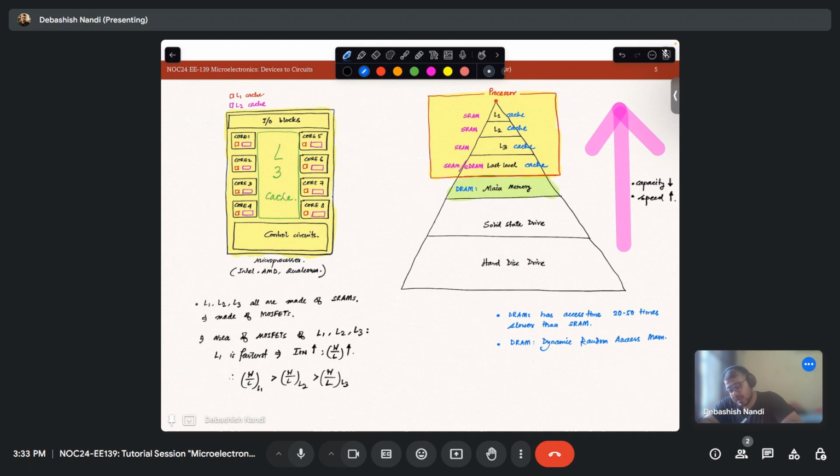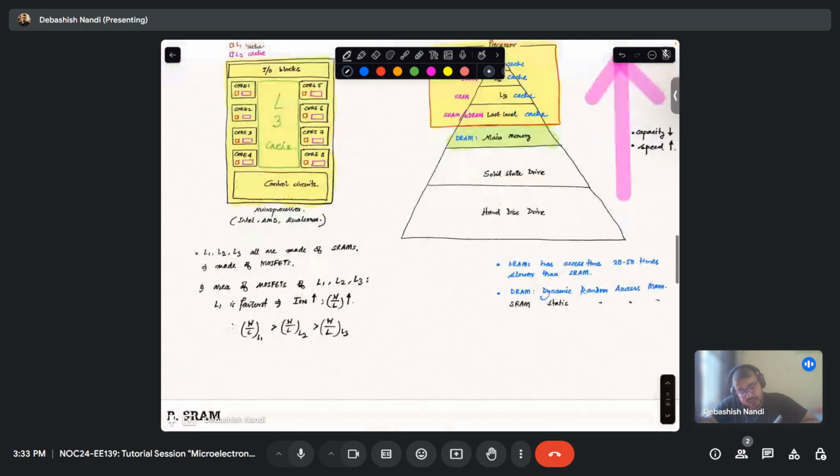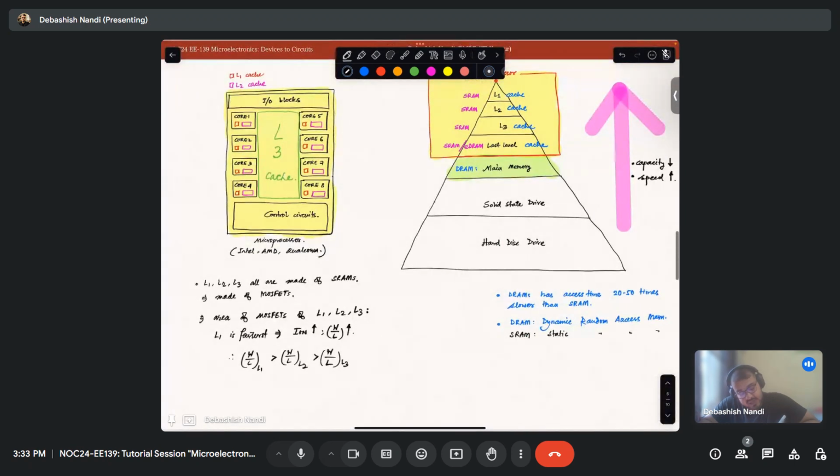Okay, and SRAM stands for static. These things we will explain later. Random access means you can access each bit. Access means you read and write each bit individually.